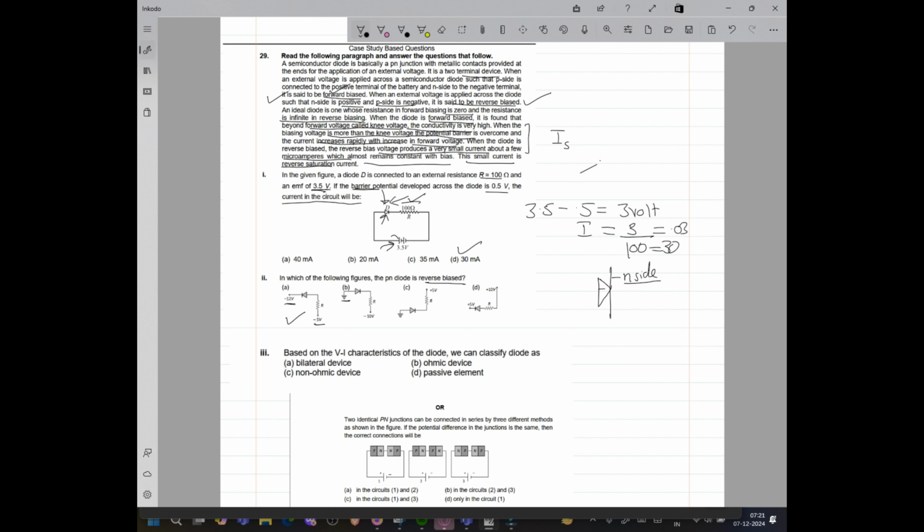Now the P side is connected to 0 and the N side is connected to -10. So -10 is lower potential, and P is connected to higher potential. This is also forward biased. Let's go to this. In this, the P side is connected to 0 volt. This is a sign of grounding. It represents 0 volt. And the N side is connected to plus 5 volt. Okay. So in this particular situation, what we have is reverse bias, because the P side is at lower potential and this side is at higher potential.